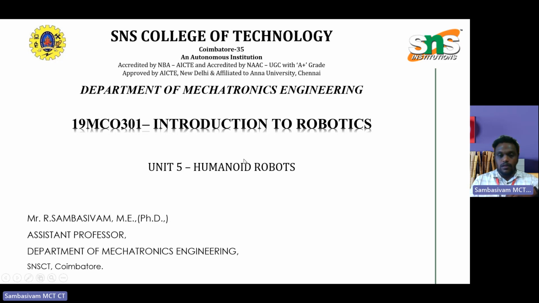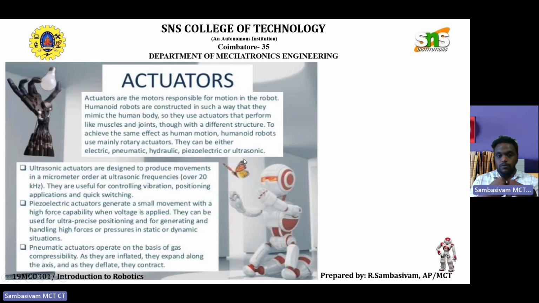Normally, the robot's actuators are the motors responsible for motion in the robot. Humanoids are constructed in such a way that they mimic the human body, so the actuators perform like muscles and joints through their different structures to achieve the same effect as human motion. Normally, humanoid robots mainly use rotary actuators. They can be either electrical, pneumatic, hydraulic, piezoelectric or ultrasonic actuators.